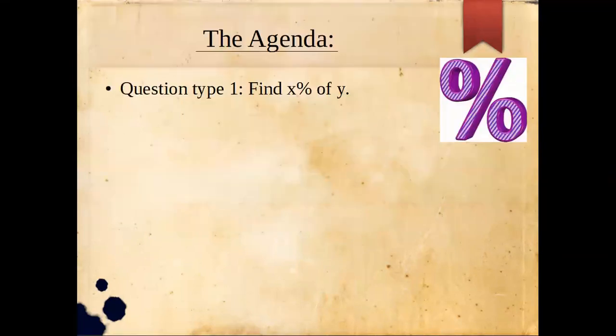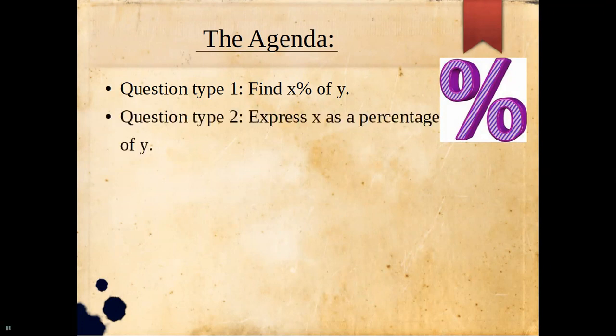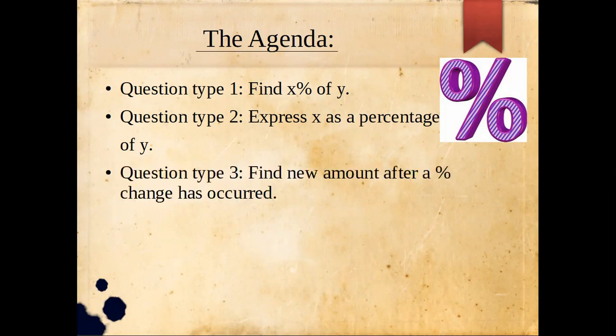So the agenda. What we're doing today is looking at three types of questions. First of all, we're looking at find x% of y. Throughout this lesson, I'm going to be talking about x and y, which are just representing unknown numbers. Question type 2, express x as a percentage of y. Question type 3, find a new amount after percentage change has occurred.